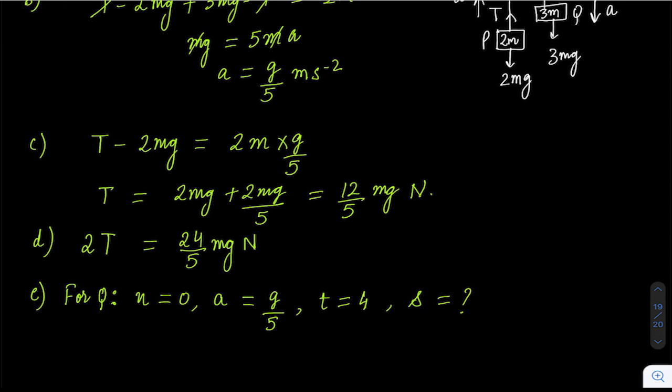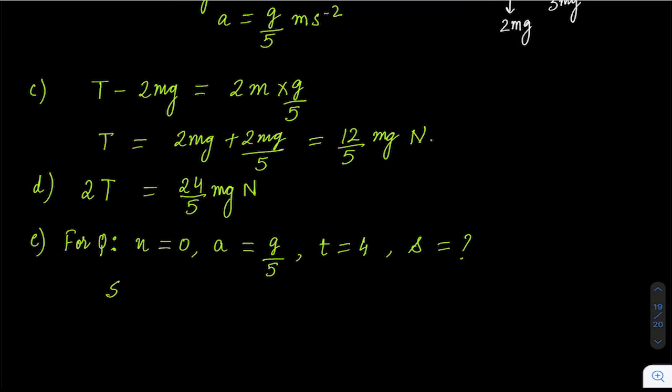So what's the equation that connects S, U, a and t? That is s equals ut plus half at squared. So this is how we will use this SUVAT equation. So u is 0. So s will be half times acceleration, which is g/5, into time squared, that is 4 squared.